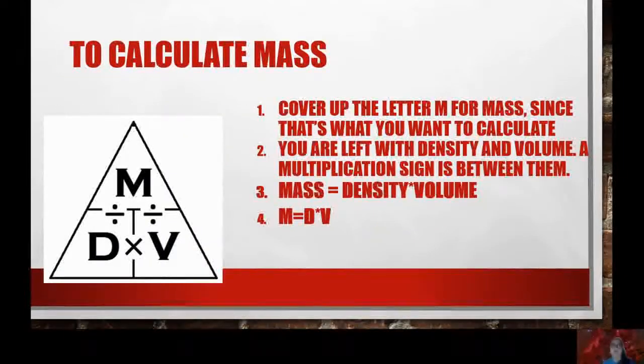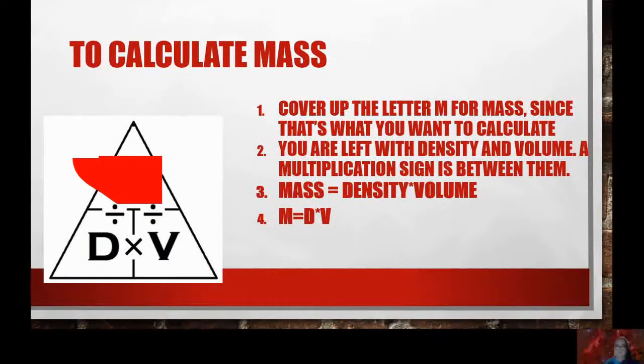Now, what if I want to calculate the mass? What if I'm told the density, but I'm looking for the mass of the object? So in this case, we would now cover something else up, right? So if we're looking for mass, we cover up the mass sign, and we're looking at the other two variables there. So we have density and volume, and the operation between them is a multiplication sign. That means mass is going to be density times volume.